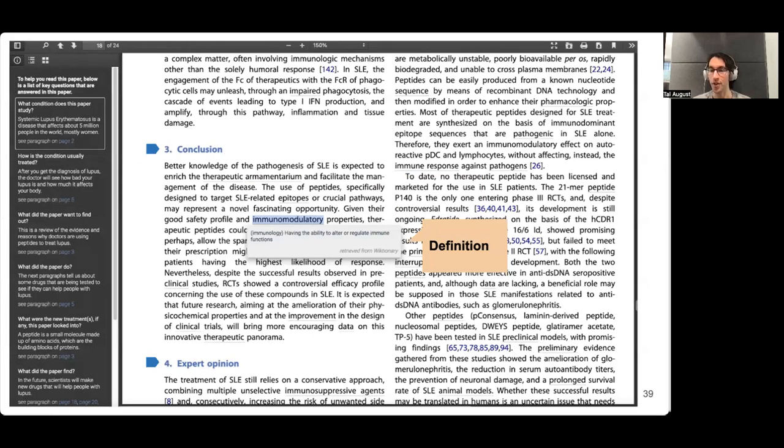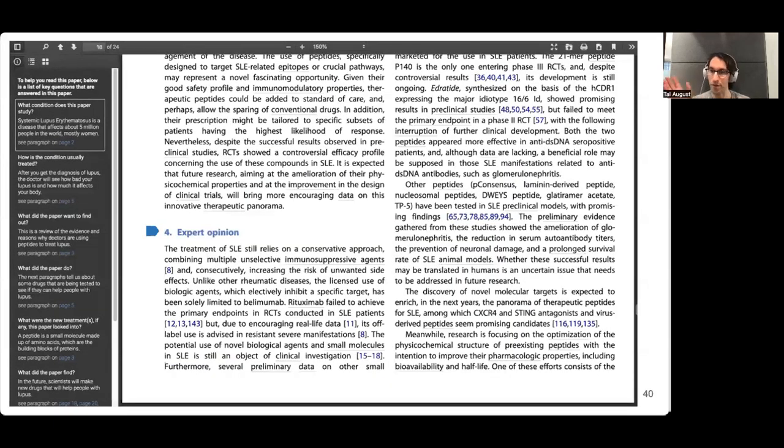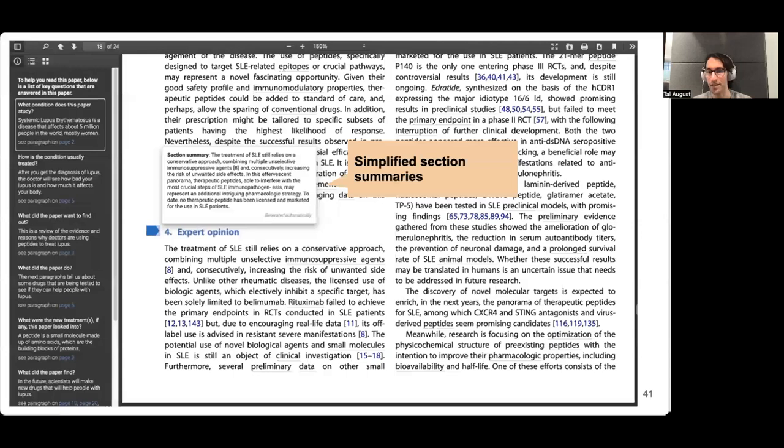Now, this gets you through the short conclusion, but then you get to the expert opinion below it, which just seems super long. It goes on for this page and a whole other page. But you notice that on the top, there's a little tag indicator that you can click. And you click on it, and this gives you a short, simplified summary of that section. You learn that therapeutic peptides could in the future be helpful at supporting the treatment of lupus, but none have been licensed yet.